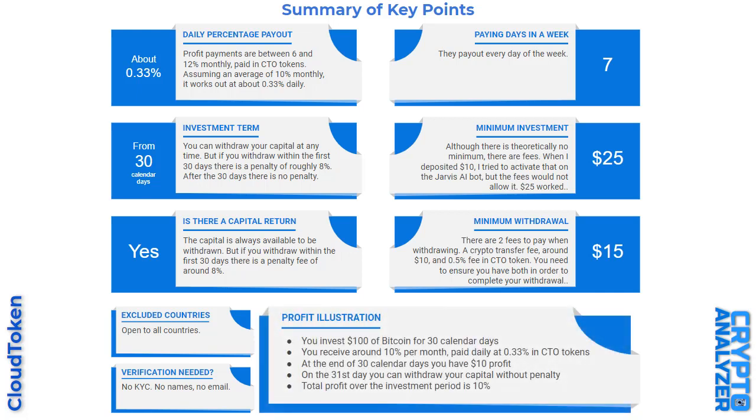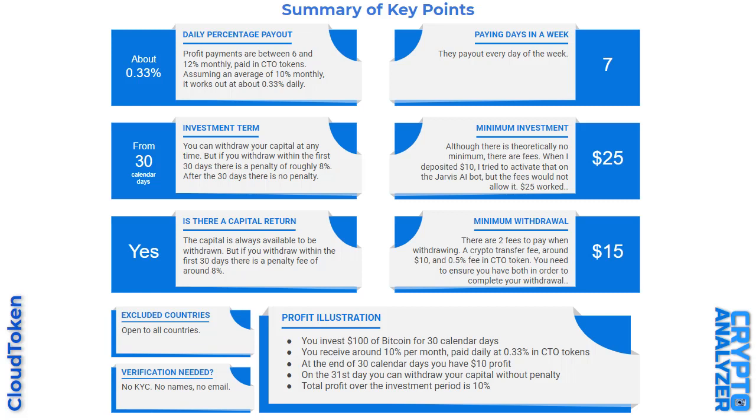So let's go through a quick profit illustration. Now, we're putting in cryptocurrency here, but all of my profit illustrations are based around $100, just to round things up so you can treat it as 100 units if you want. So you invest $100 of Bitcoin for 30 calendar days. You will receive around 10% per month paid daily at 0.33% in CTO tokens. At the end of the 30 calendar days, you've made $10 profit. And on the 31st day, you can withdraw your capital without any penalty. So the total profit over the investment period is 10%, and you get your capital back.